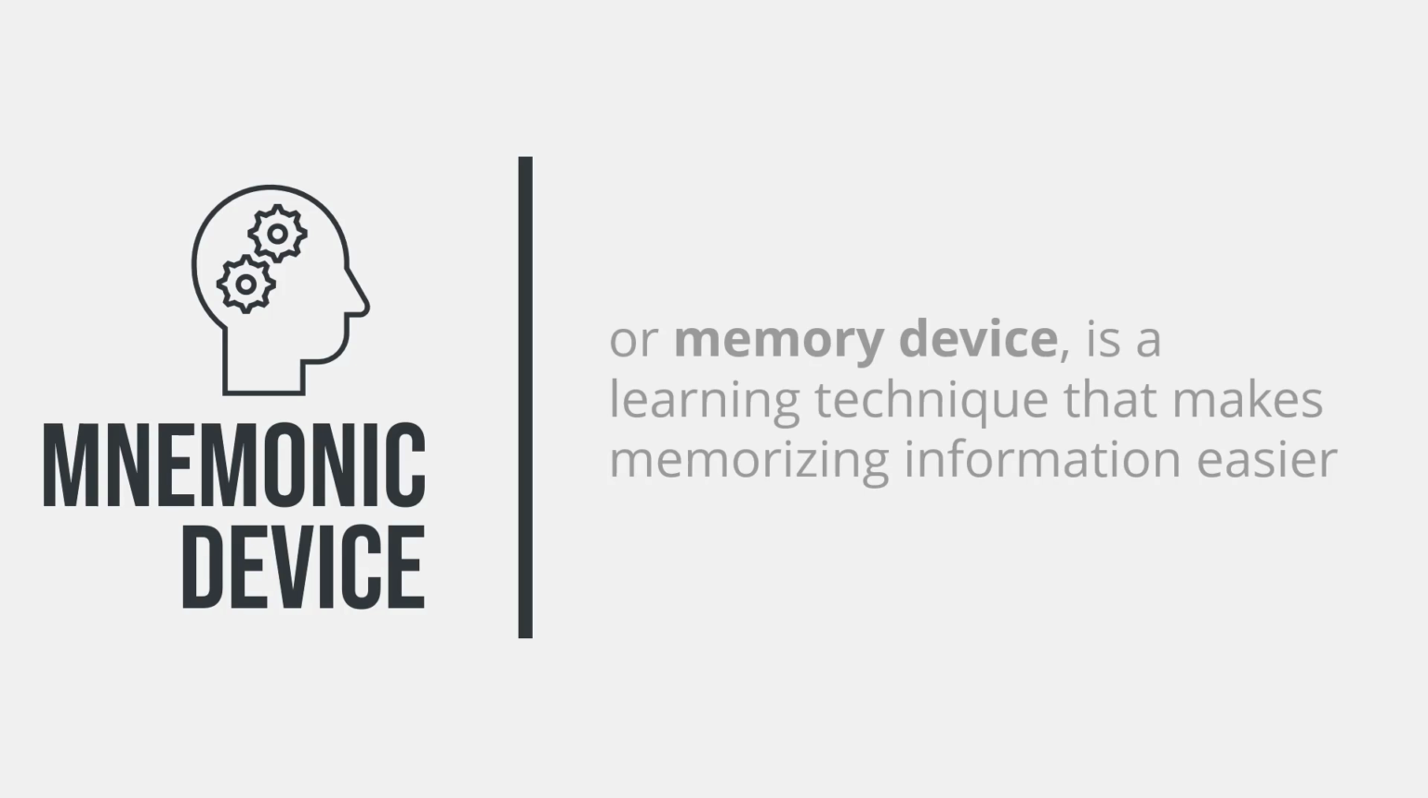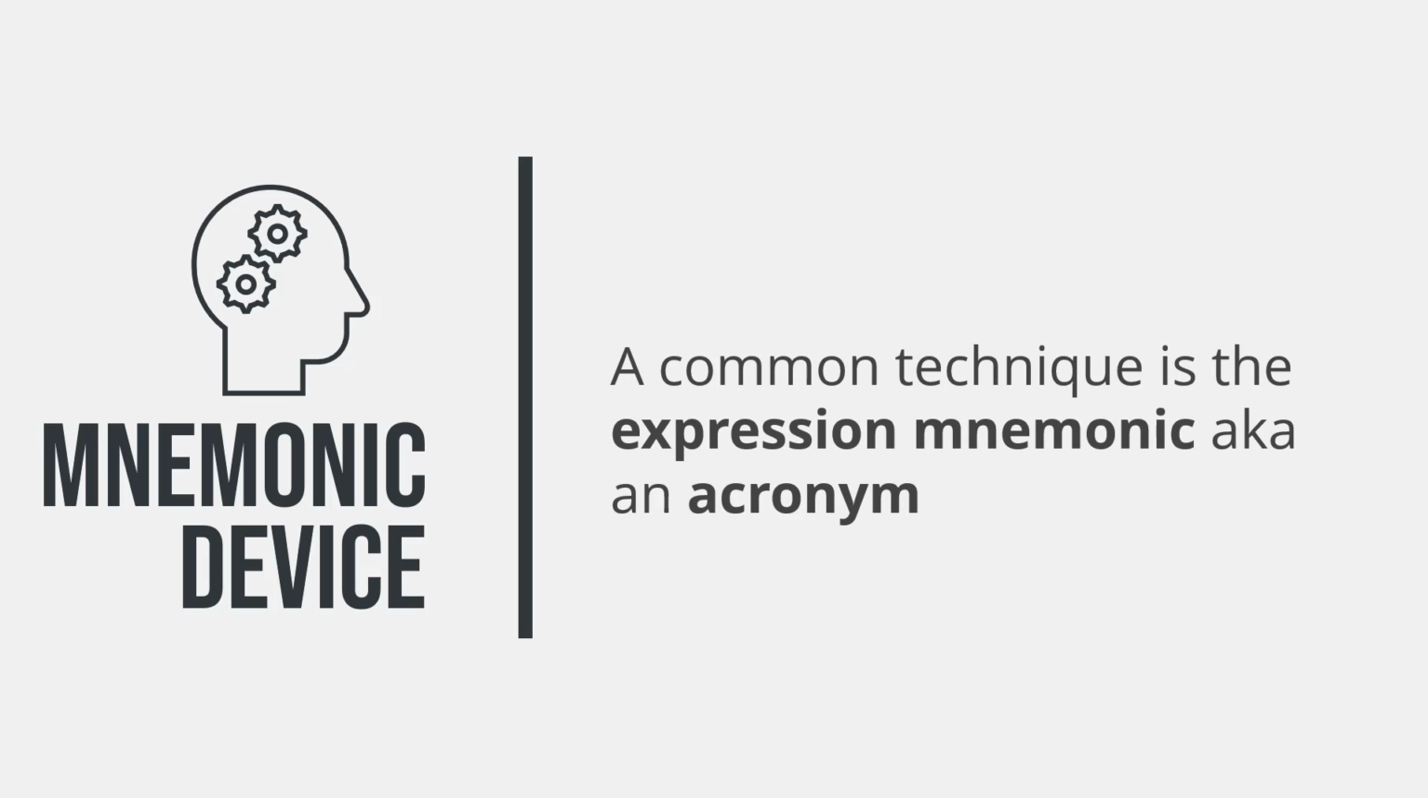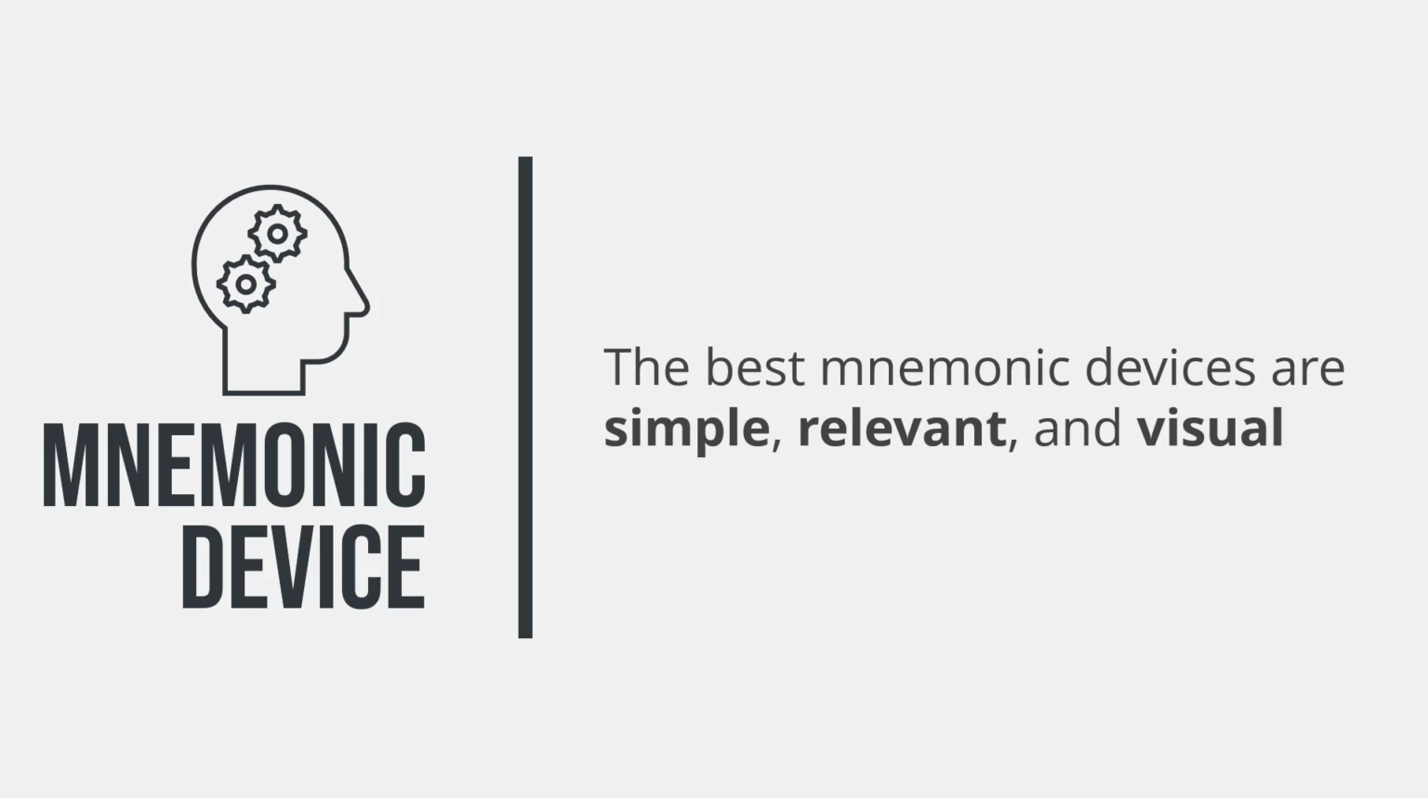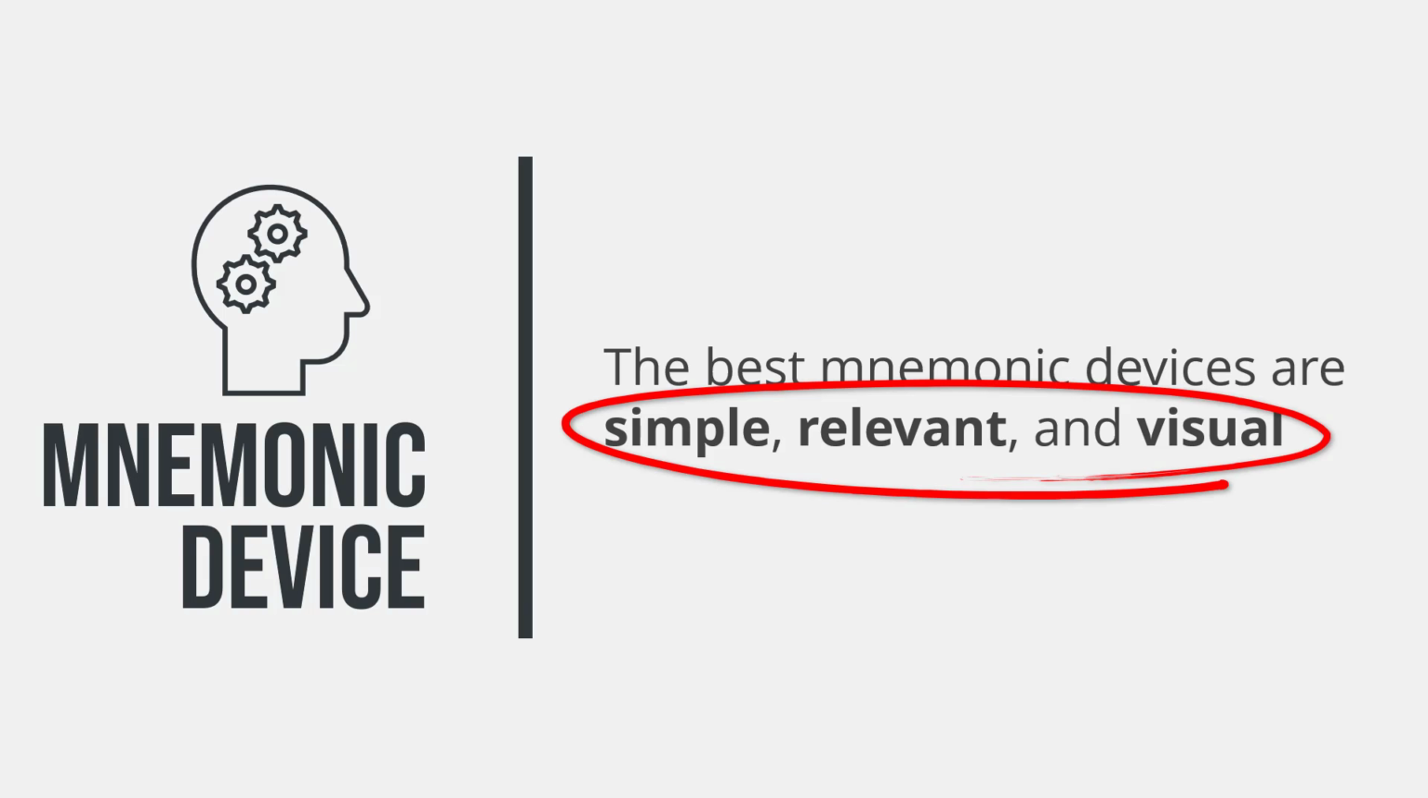I want to talk about the first mnemonic device. This mnemonic device is also known as a memory device. It's a learning technique that makes memorizing information easier. A really common technique is called an expression mnemonic, or sometimes just referred to as an acronym, where we take the first letter in a series of words and we create a memorable phrase. Really the best mnemonic devices are simple, they're relevant to the topic for which we're creating them, and if we can make them visual, that's even better. And I'm going to show you examples of all of these.